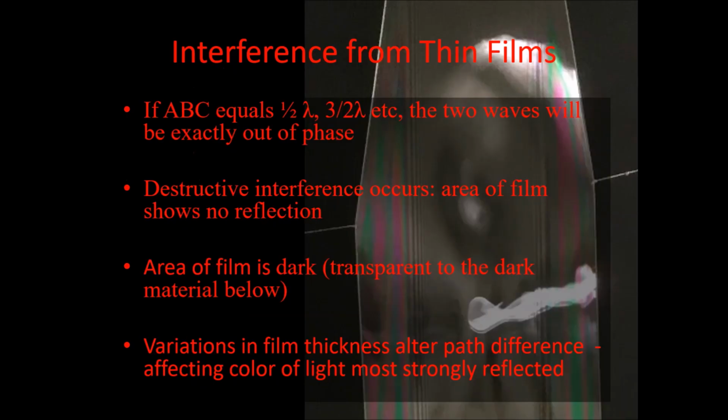So if ABC equals exactly 1/2 lambda, 3/2 lambda, the two waves will be exactly out of phase. And in that destructive interference case, an area of the film will look dark and show no reflection. That means it'll look transparent to the material below, and you'll be seeing, in the case of the oil and water, all the way through to the water. And those variations in film thickness will change the path difference and affect the colour of light that you're going to see.